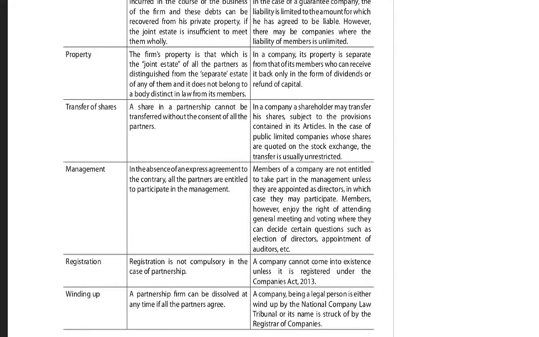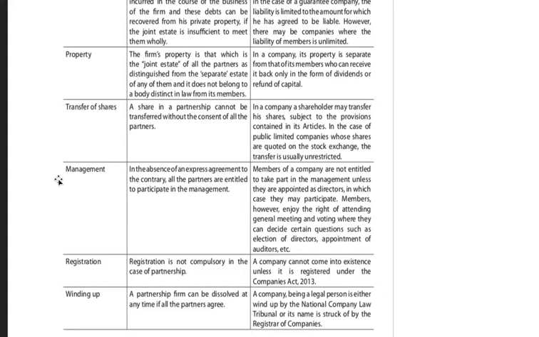Winding up. A partnership firm can be dissolved at any time if all the partners agree. If all the partners agree, you can decide to wind up the partnership firm anytime. You do not need anyone's permission. Whose permission is required to wind up a partnership? Permission of all the members of the partnership or even the majority of the partners. If they say that the partnership has to be wound up, it will be wound up.